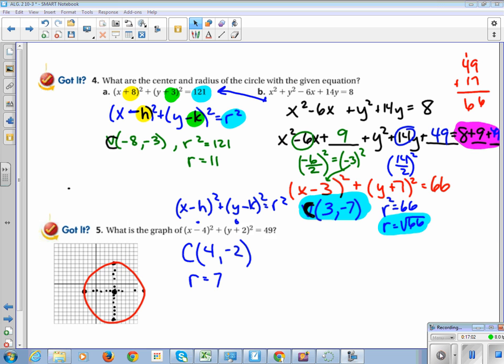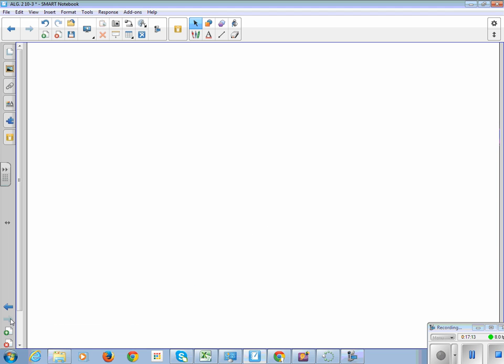All right, so once you have it in standard form, you can easily pull out the center and the radius and graph it. Alrighty. That's it.